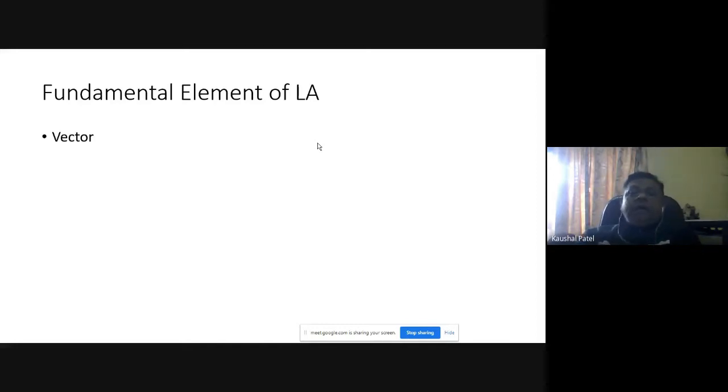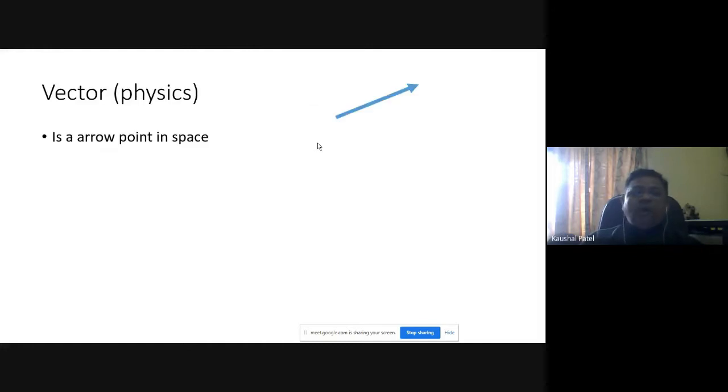Now we know that the fundamental element in linear algebra is the vector, because we study the definition of linear algebra. The vector space is the fundamental term in linear algebra. So let's look at the vector. What is a vector actually? A vector has a different meaning in every stream: a vector in physics is different, in computer science is different, and in mathematics is different. So let's see how it can be different. A vector in physics is an arrow pointing in space. It has a length, and it has a direction of pointing.